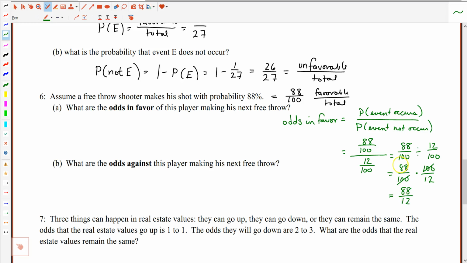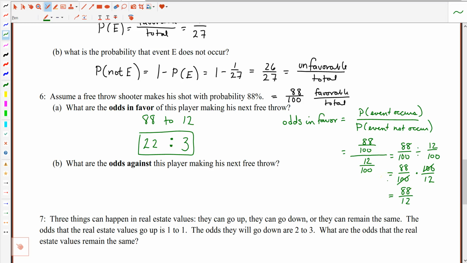So in this case, then for the odds in favor, we would report 88/12, which then simplifies to 22/3, because 4 goes into both of those. So the odds in favor of this player making his next free throw would be this. Alright, so this is a little bit more complicated because you've got some fractions in there and you've got some fraction operations, but it is one approach that you could take.